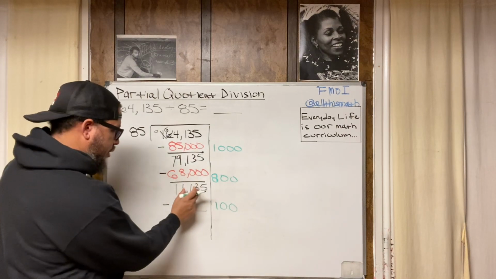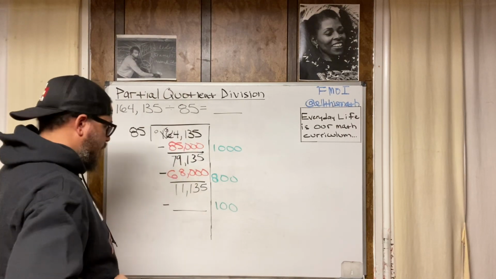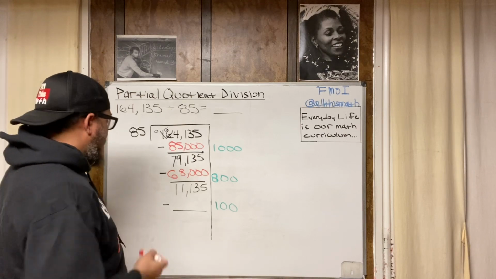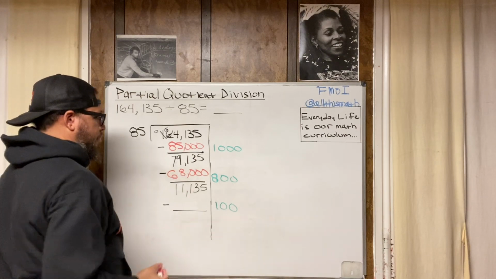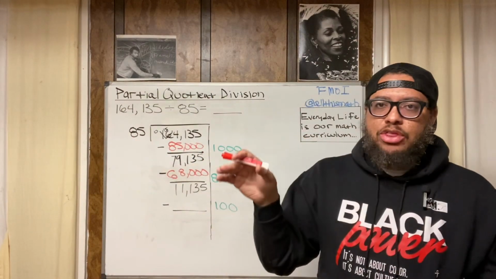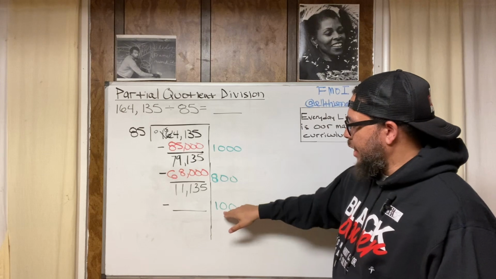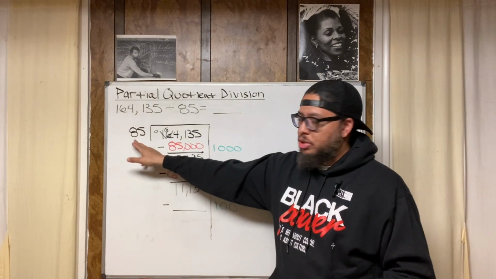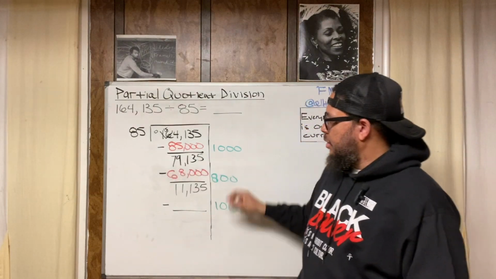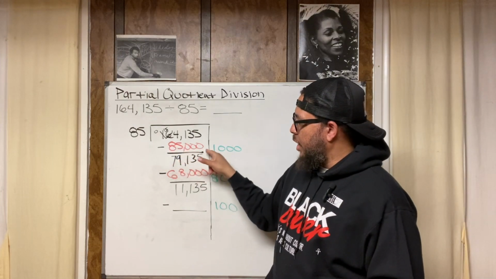Now remember, we're trying to get this number as small as possible, right? Or the dividend is as small as possible before we go on. So what's 85 times 100? Take the 85, attach 2 zeros. Why 2 zeros? Why not 3 zeros? Why not 4 zeros? Because 100 got 2 zeros in it. So we attach 2 zeros to 85. 1,000 has 3 zeros in it, so we attach 3 zeros to 85.